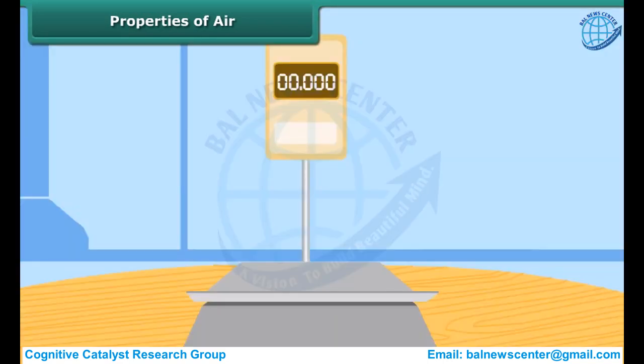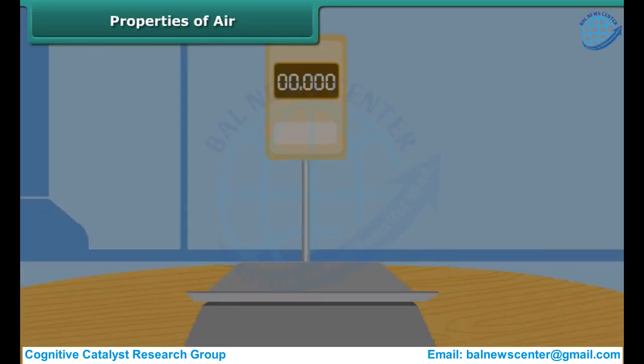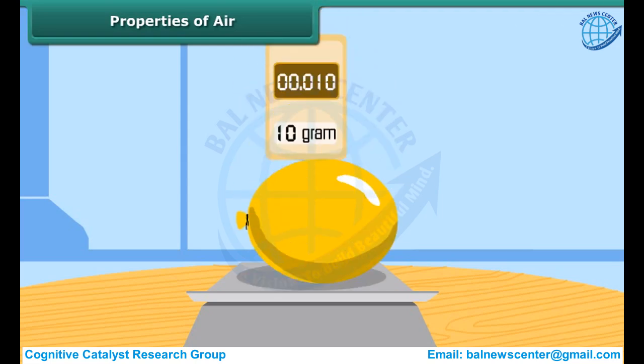Now take a balloon and weigh it. Blow air into it and seal its mouth. Now weigh the balloon again. Is there a difference in the two weights? This activity proves that air has weight.